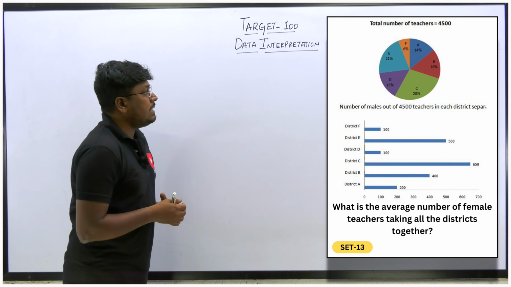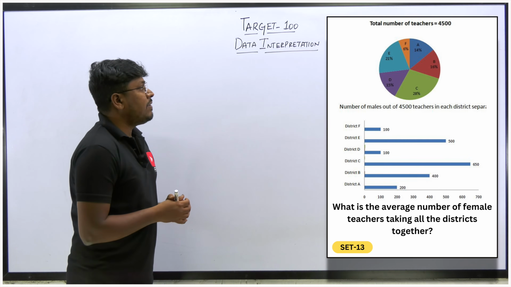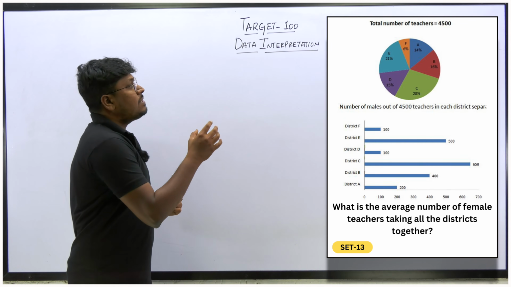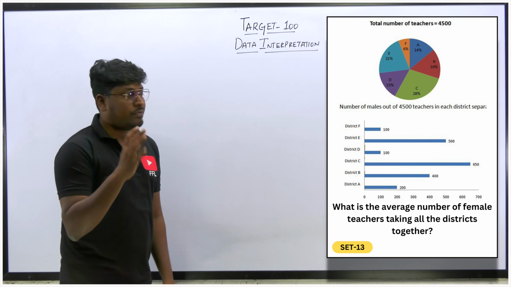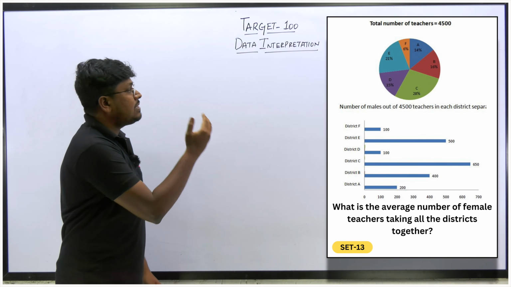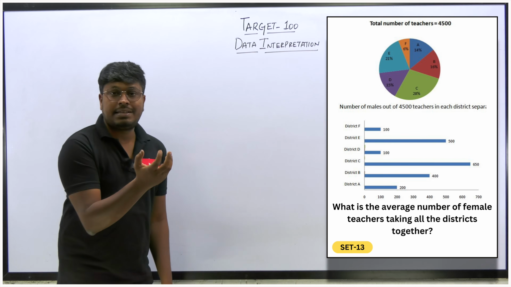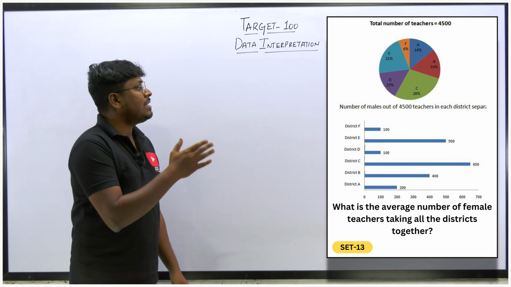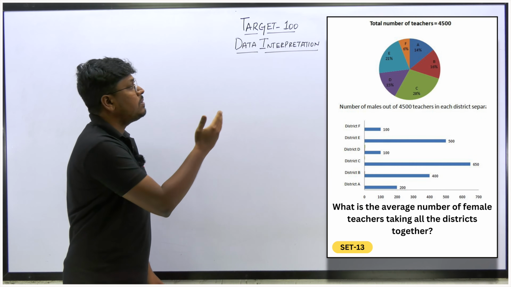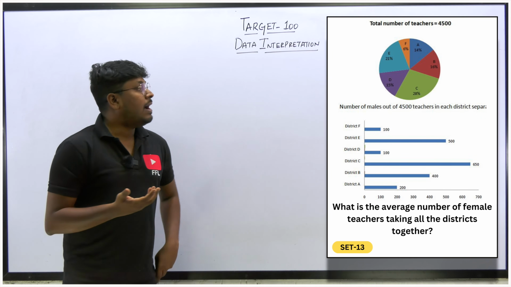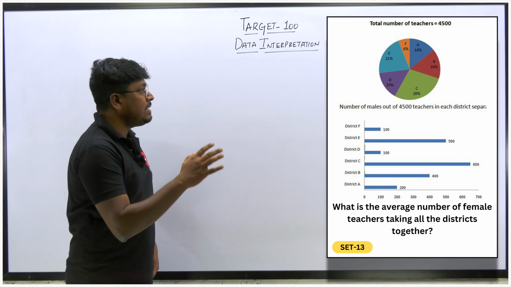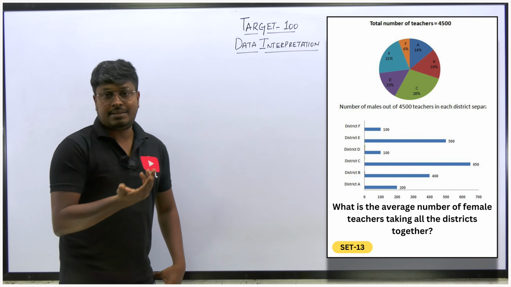So set number 13, DI. Here they have given a pie chart as well as a bar chart. The pie chart shows that the total number of teachers is 4,500. Out of this total, district A has this much percentage of teachers, and district B. Totally there are 6 districts, and these 4,500 teachers are separated into some percentage values. And the bar chart shows the total number of male teachers in the 6 districts.